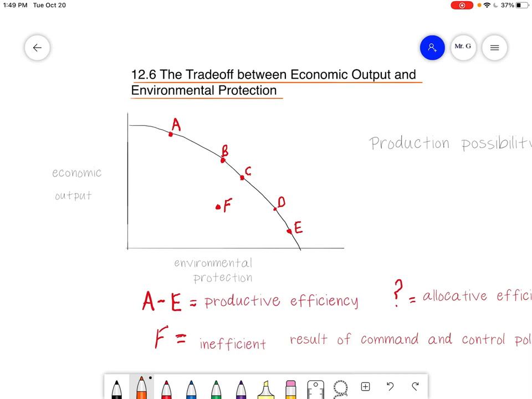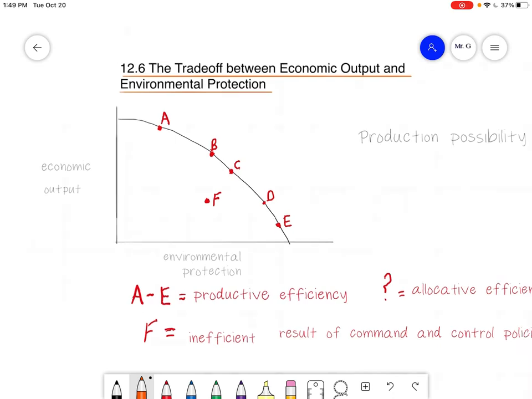The only thing economists, of course, can agree on is that a point like F would be inefficient. There would be no point to be going to point F because we can literally produce at point C or D and do better than point F, and it wouldn't cost us anything. There's no trade-off with it. So why would we even want to be at a point like F?